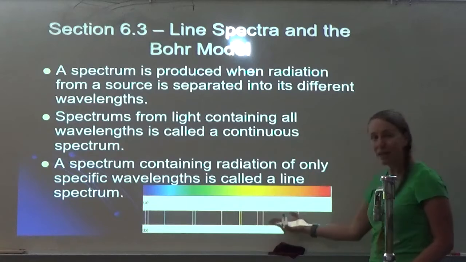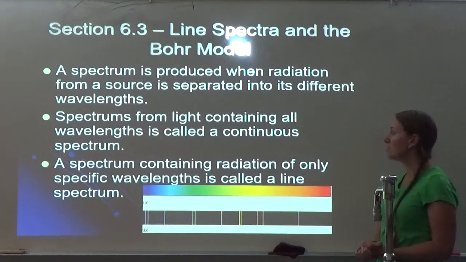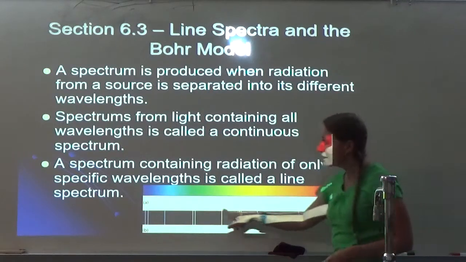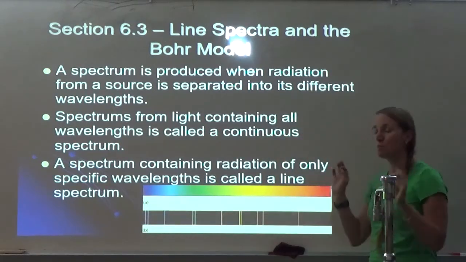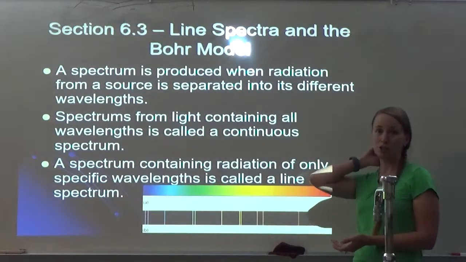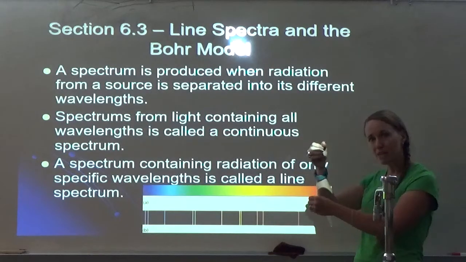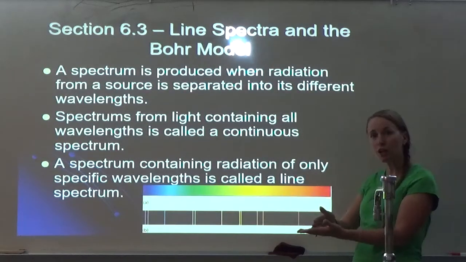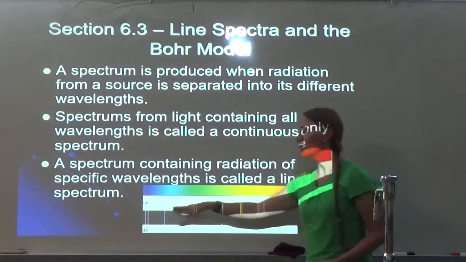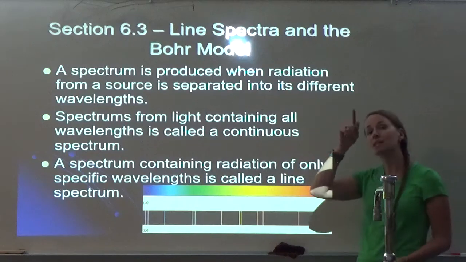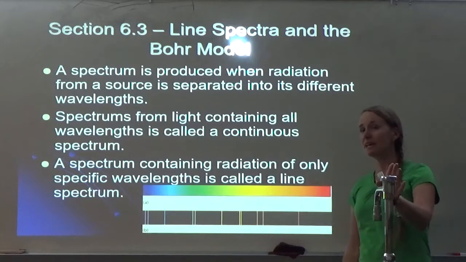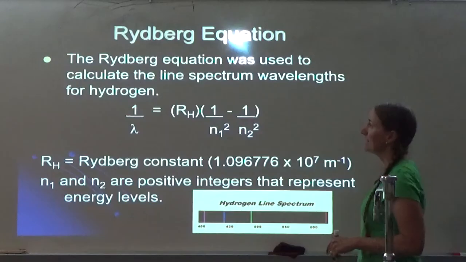Notice I don't see any black areas. A spectrum containing radiation of only specific wavelengths is called a line spectrum. This is what you see when you look at a specific element and the light it's emitting. If you remember in honors, I showed y'all where we would plug the tubes in and turn the electricity on and you'd see the different colors. You also saw the flame test. If you look through something called a diffraction grating, you will see just the specific lines which go with specific wavelengths of light, which of course come from the electrons falling from excited states.